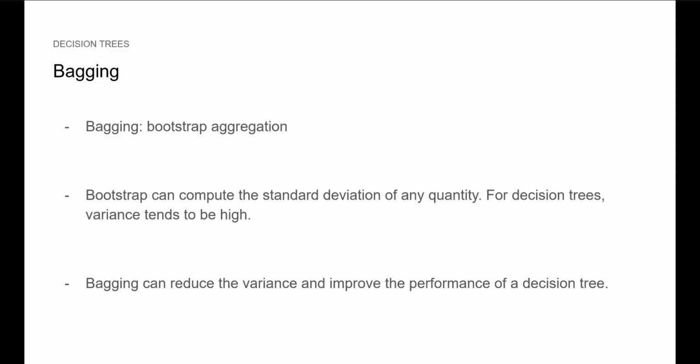Bagging stands for bootstrap aggregation. We know that bootstrap can compute the standard deviation of any quantity. We also know that variance is high in decision trees since they are prone to overfitting. So bagging is a method to reduce variance and improve the performance of our algorithm.